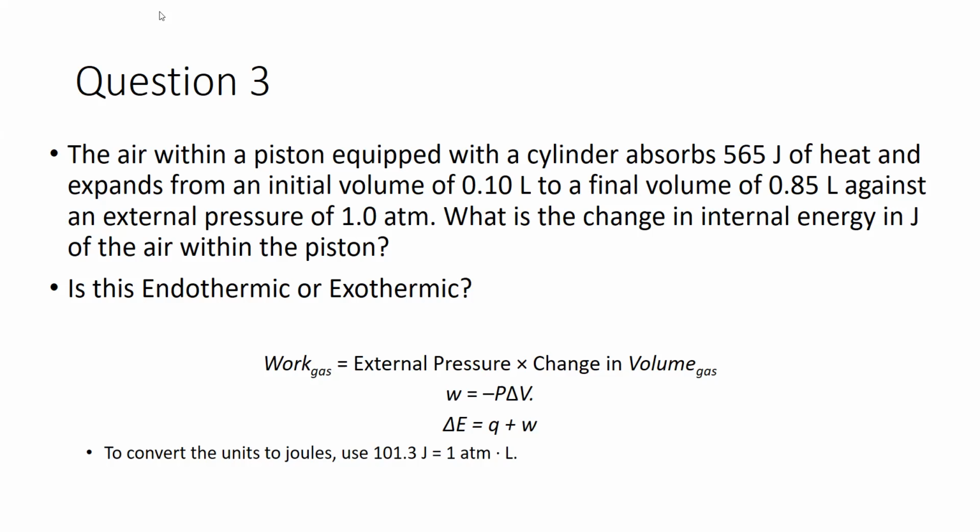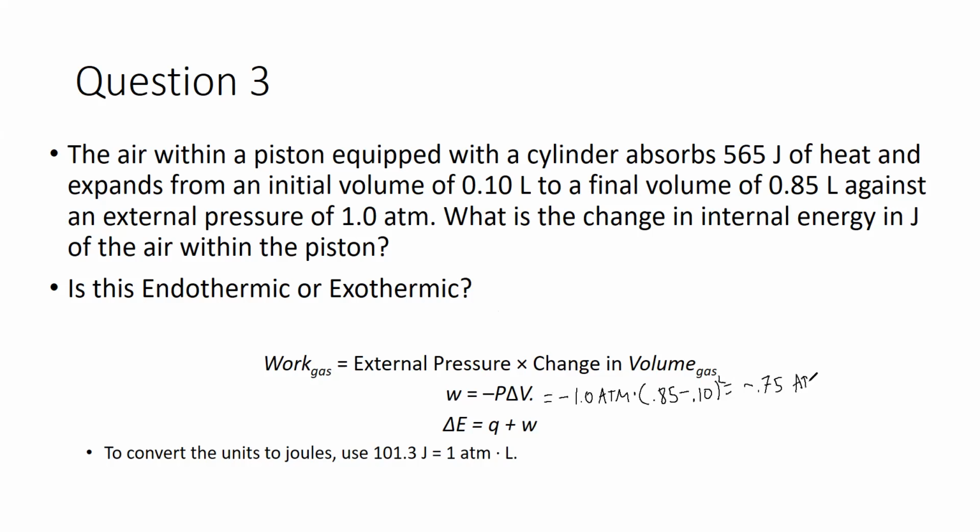All right, since we have quite a bit to cover today, I'm going to go over how to solve this. Hopefully you had a little bit of time to at least declare your variables and get a sense of what's going on here. So work equals minus P delta V. That is equal to minus 1 atmosphere multiplied by final volume, which is 0.85, minus initial volume, which is 0.10, which is 0.75, and these are in liters.